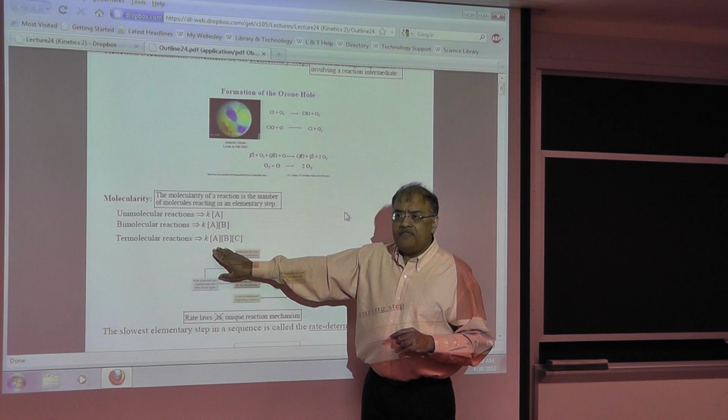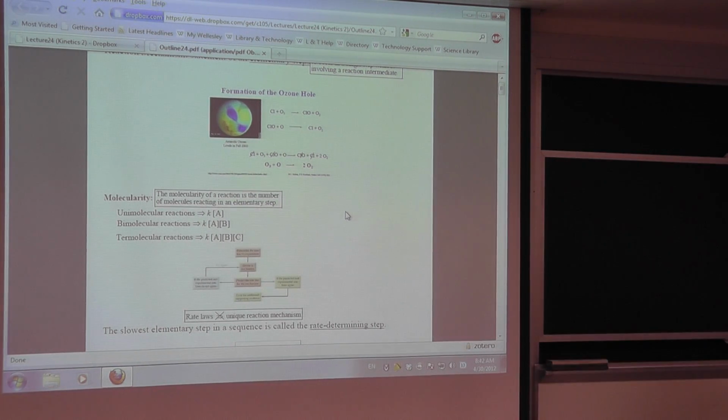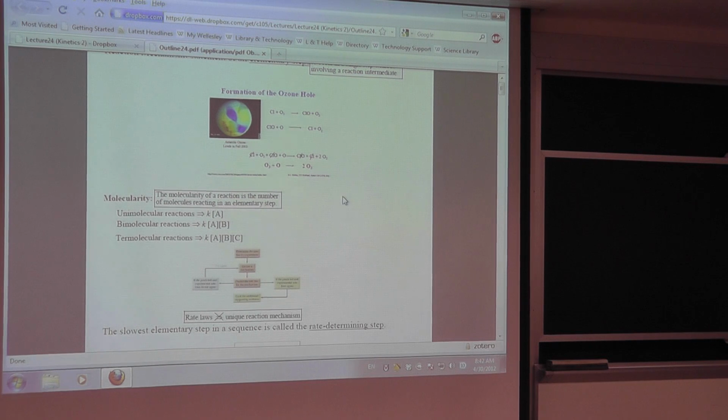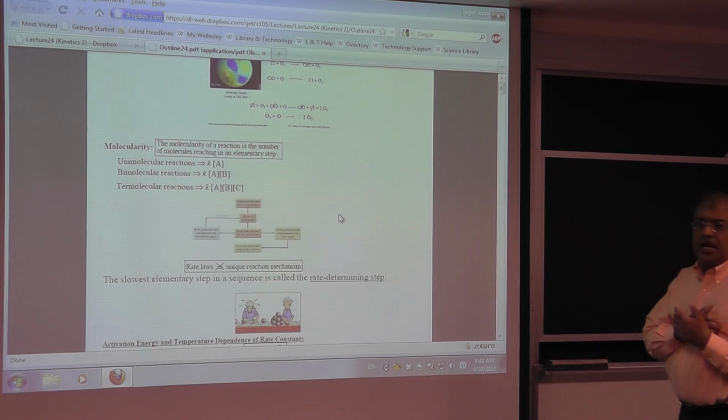Termolecular reactions are very, very rare because the probability of 3 molecules coming together at the same time with the right energy, with the right orientation to form a product is very, very unlikely.